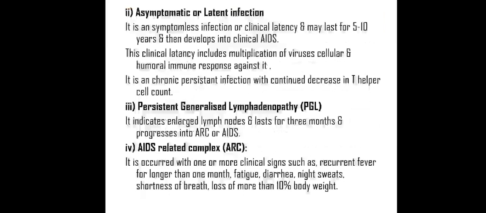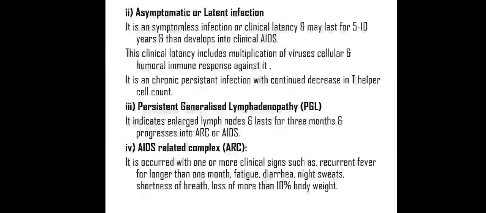Now, clinical latency does not mean microbial latency. Within this stage, the viruses multiply, and cellular and humoral immune responses against these viruses also develop within the patient's body. It is a chronic persistent infection with a continued decrease in T helper cell count. The third stage is persistent generalized lymphadenopathy, PGL. It indicates enlarged lymph nodes, lasts for 3 months, and progresses into ARC or AIDS.